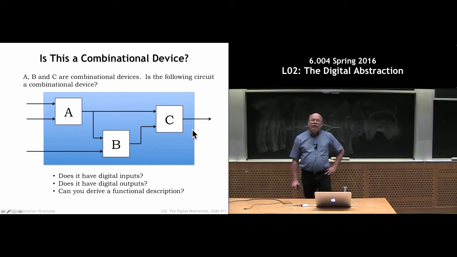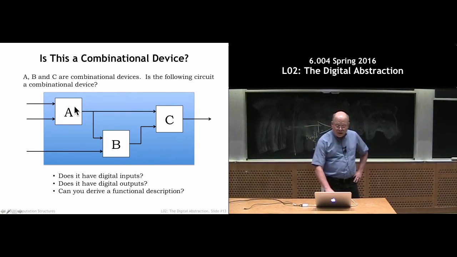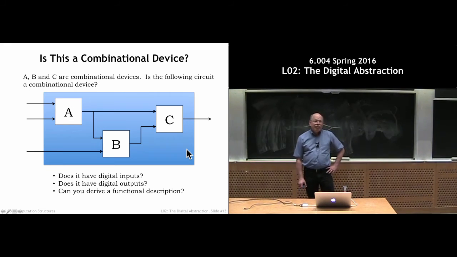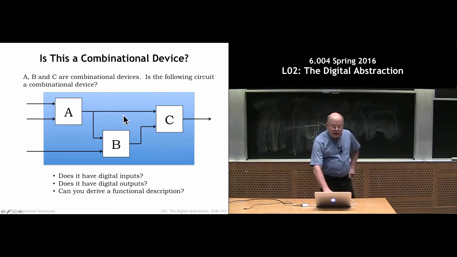Can you complete a functional diagram? If I gave you the functional specification for A, B, and C, could you tell me the functional specification for the blue box? How would you do it? What is it you need to do? Right, basically I have to make a table that for each possible combination on these inputs, I have to tell you what the output was.